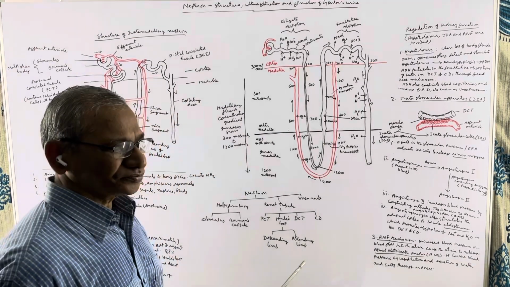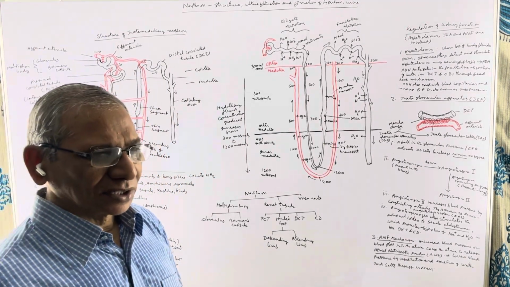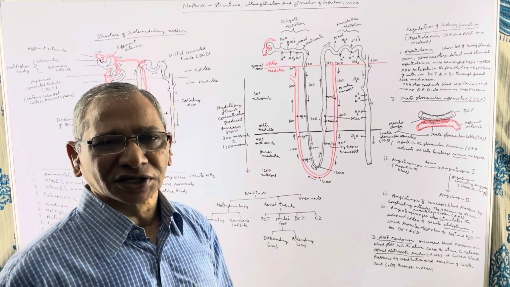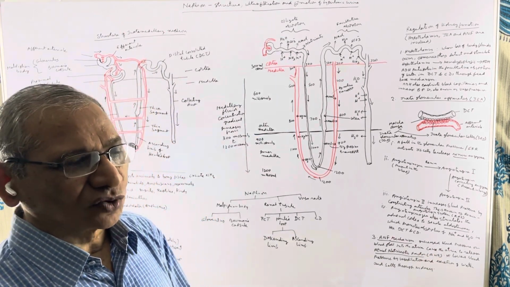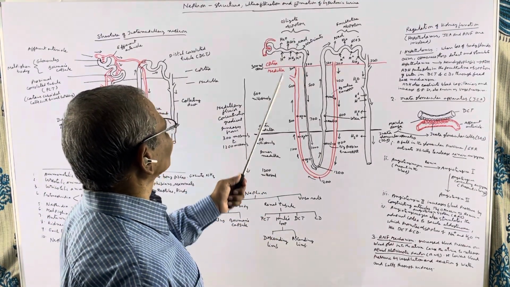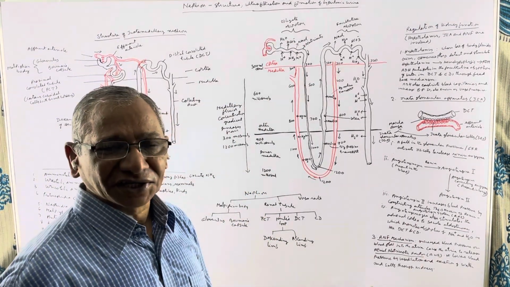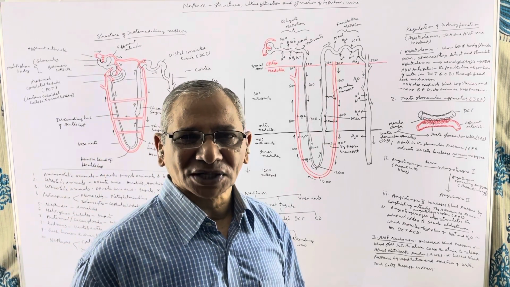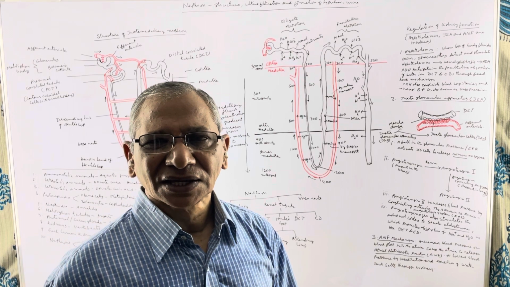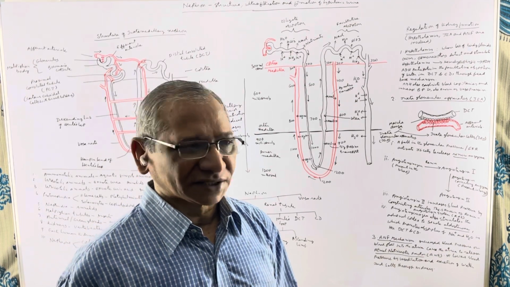Then, some substances are also released into the glomerular filtrate from the tissues or from the tissue fluid. That is known as tubular secretion. Tubular secretion means release of some of the substances into the glomerular filtrate.